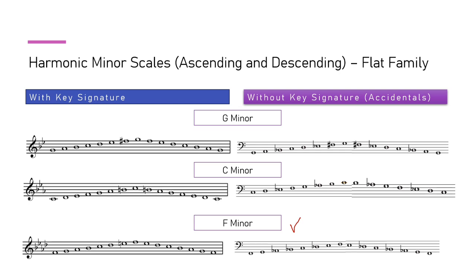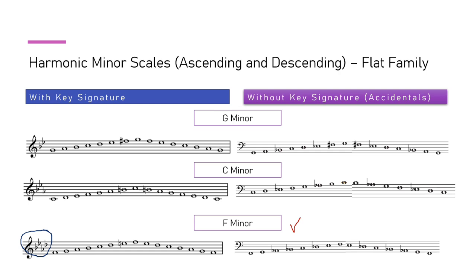So A flat major is the relative major for F minor. That's why I use the key signature of A flat major. Everything here, the key signature of A flat major, is what we are using here, as you can see. All right, so I start from F. Now that I've gotten my key signature, just put it there and start from F and go to F.